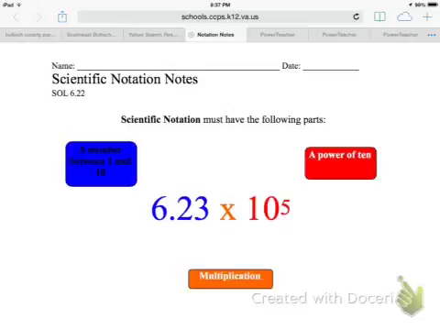So for the example here on your notes, 6.23, that is your decimal notation. Again, it falls between 1 and 10, so we're good. It also has the multiplication sign. And last but not least, it has the power of 10. When I say power of 10, 10 will be your base, and then you would have an exponent. So it makes it a power of 10.